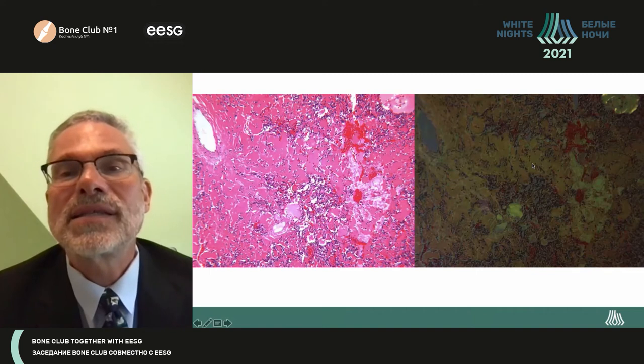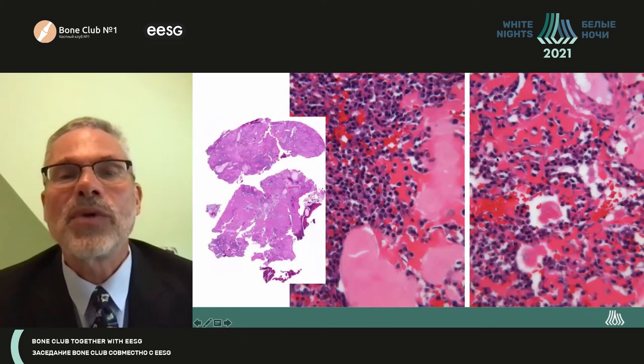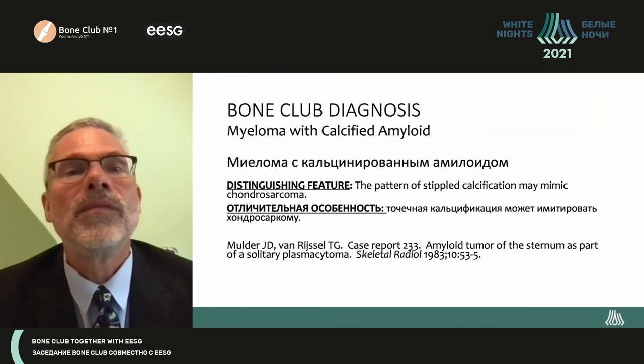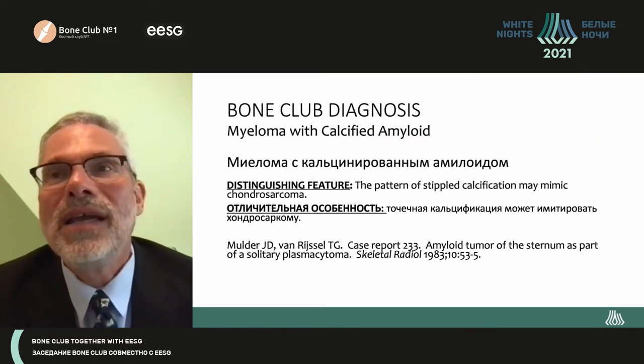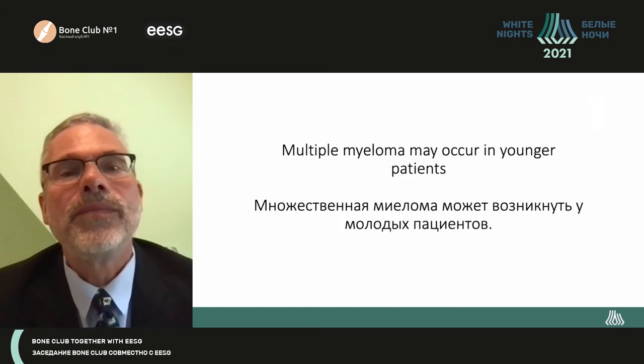This is polarized. This is amyloid deposition. And here we see sheets of plasma cells with this amyloid deposition. So this is, again, myeloma with calcified amyloid mimicking a chondroid lesion on imaging.